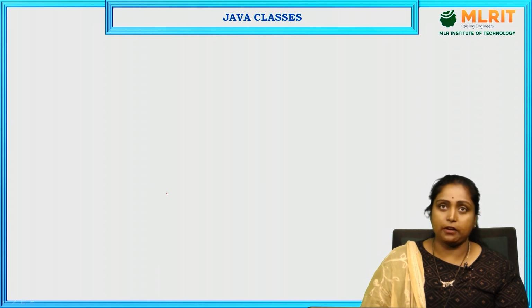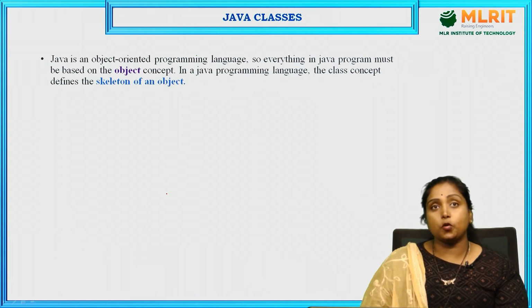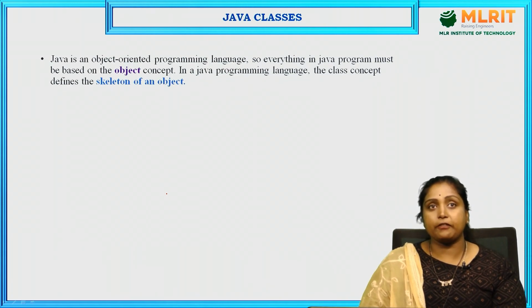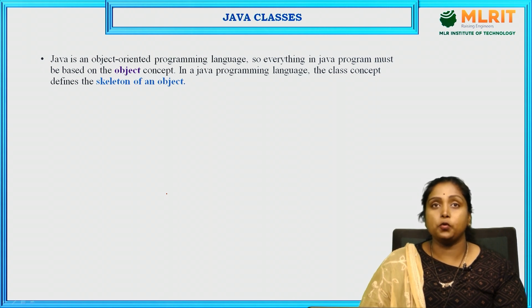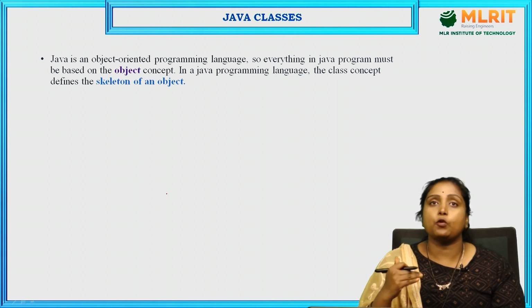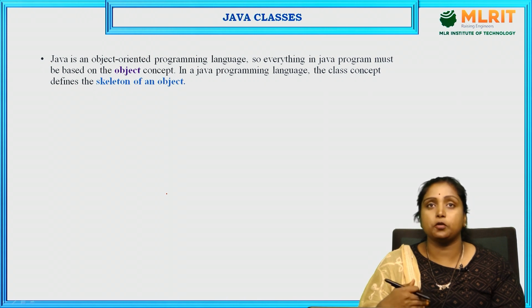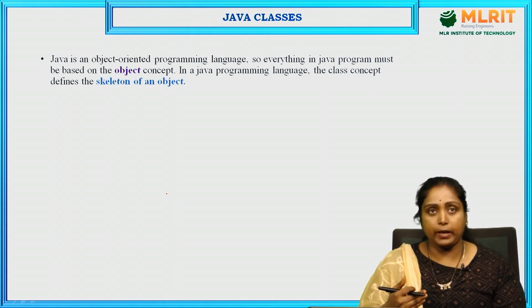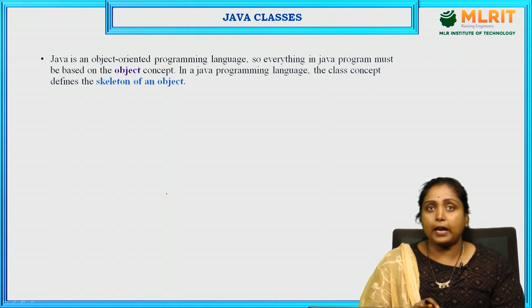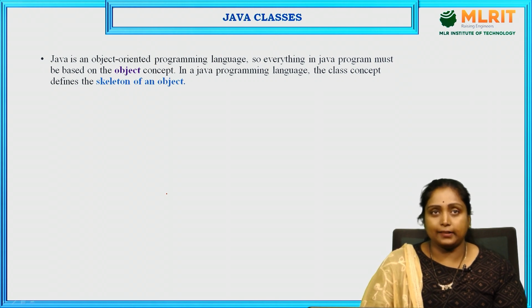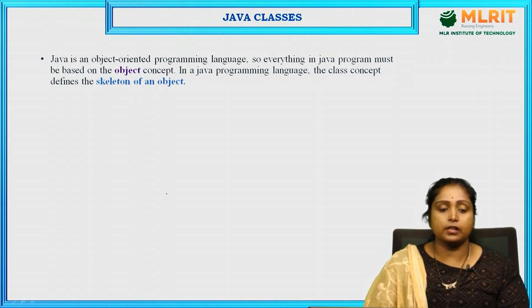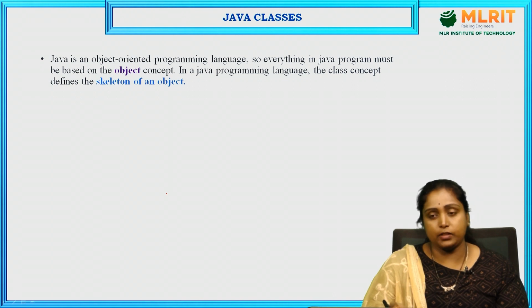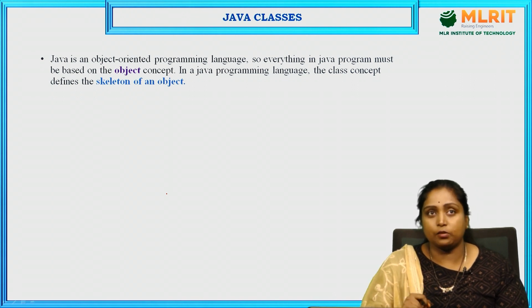Next, coming to Java classes. In order to go for a simple Java program, we have to learn how to create a class, how to create an object and how you are going to run a simple Java program, right? So in order to do that, you are going to Java classes. So what is a Java class? Java is an object oriented programming language which we have seen in the previous classes also, right? So everything in a Java program must be based on the object concept.